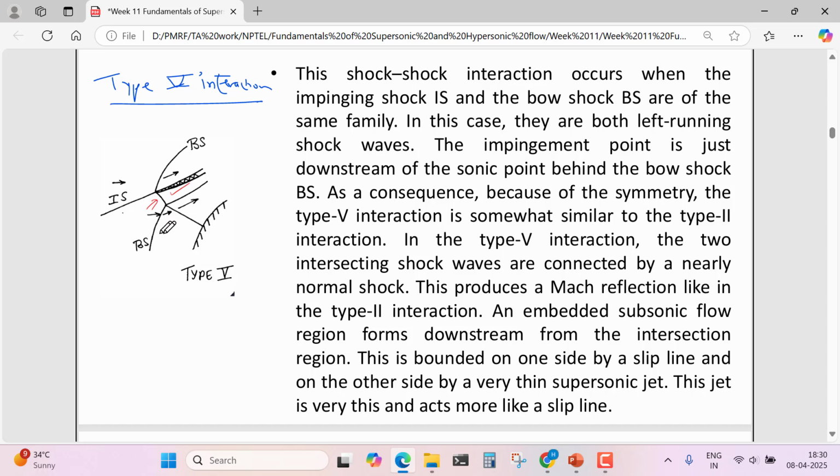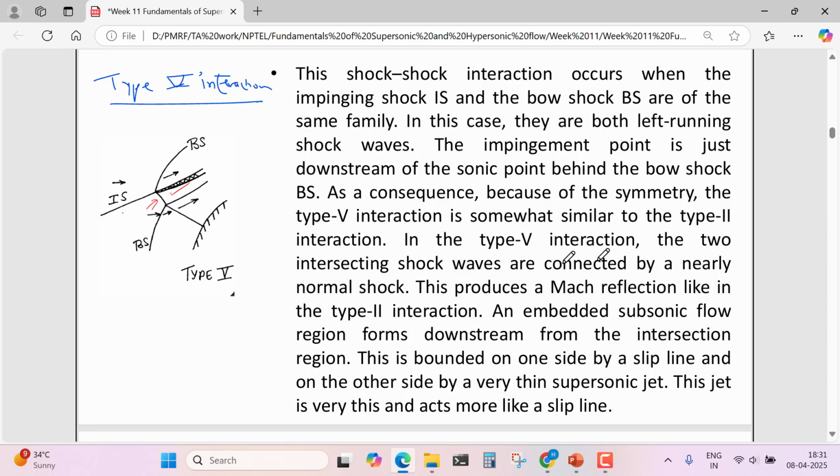So there will be one Mach reflection, and there will be subsonic flow between the two slip lines. The impinging point is just downstream of the sonic point behind the bow shock. It is just downstream, similar to the case of type 2 interaction.